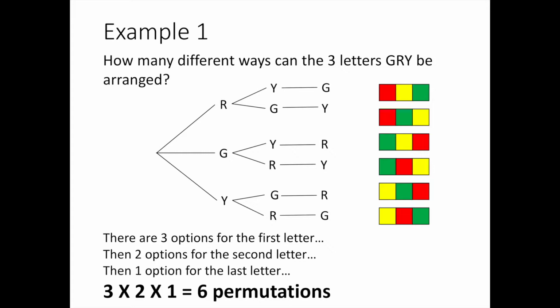If you're thinking about choosing the first block, you have 3 different colors to choose from, a red, a green or a yellow. But when it comes to choosing your second block, there are then only 2 options. So for example, if you chose a red first, you can now only choose a yellow or a green for your second block. Finally, when it comes to choosing the third block, there's only 1 option because the first 2 have been chosen already. So the number of different permutations are 3 times 2 times 1, which equals 6.